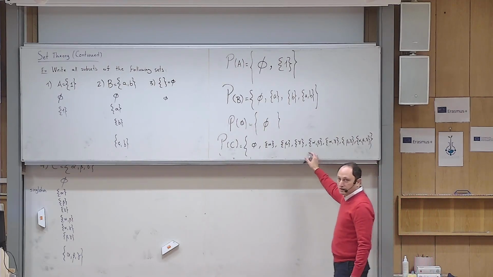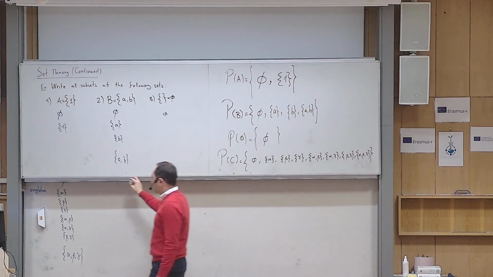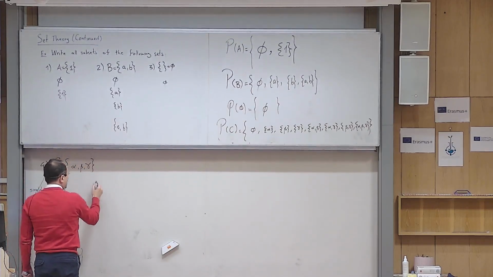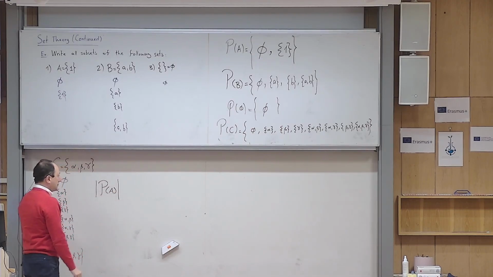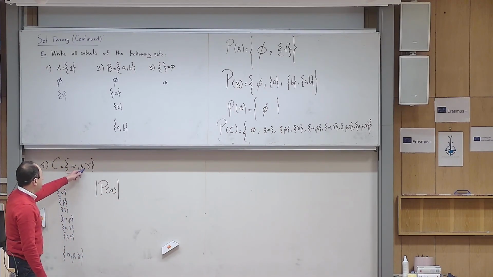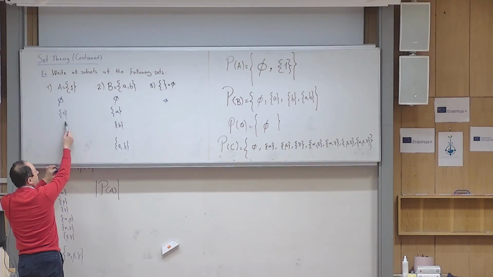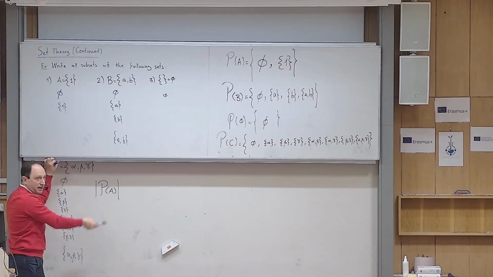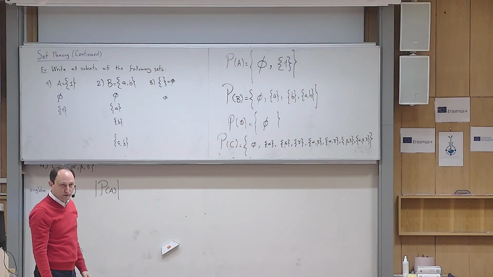I was just going to ask that, is it 2 to the power of something? Yes, it is 2 to the power. This is just a guess, but we will be able to prove it later. So if I ask you what is the cardinality of a power set, what is that? You see here I had 3 elements, I had 8 subsets. Here I had 1 element, 2 subsets. 2 elements, 4 subsets. 3 elements, 8 subsets. So the pattern is more or less clear. It's 2 to the power of the number of elements.